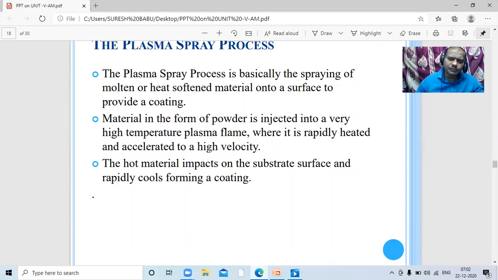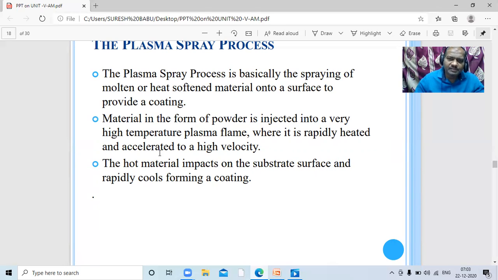The powder is going to split into a number of tiny particles once again, and the tiny particles are rapidly heated and sent to the workpiece with high acceleration and velocity that is generated by the plasma stage. Along with that, a cathode and anode setting is provided. The hot metal impacts on the substrate surface and rapidly cools, forming a coating.